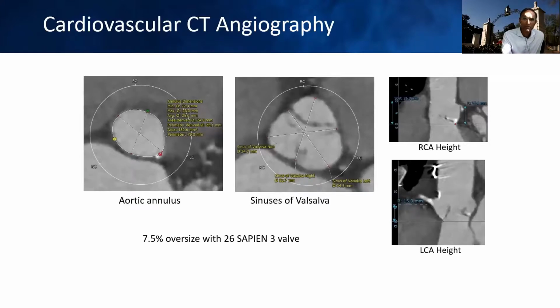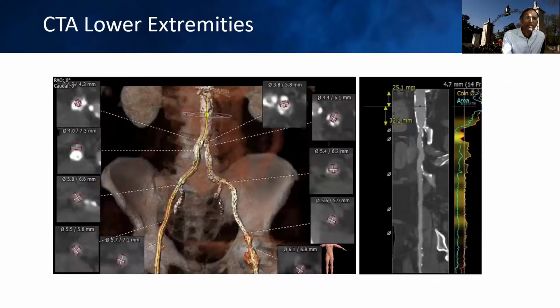CT angiography was performed, demonstrating anatomic suitability again for TAVR, in this case with a 26 SAPIEN 3 valve. Coronary heights were adequate and safe for deployment of the valve. CT angiography of the lower extremities demonstrated a significant challenge right at the bifurcation from the aorta into both iliac arteries. As you can see here, near circumferential calcium right at the bifurcation, very eccentric, bulky calcium in the right common iliac artery.